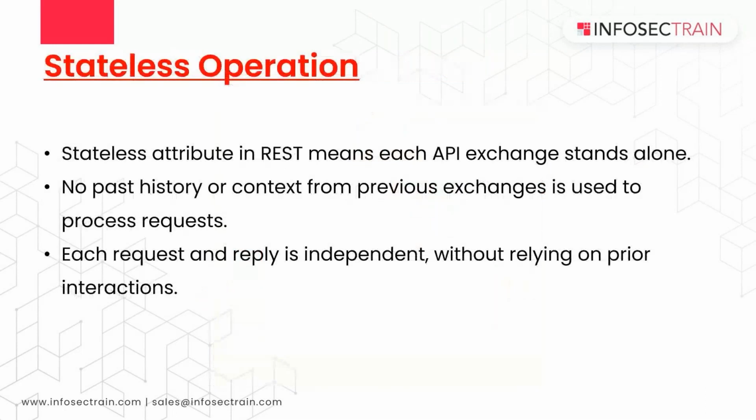Then next one, stateless operation. So the stateless attribute of REST API means that REST does not record and use information about one API exchange for the purpose of how subsequent API exchanges are processed. In easy words, I can say each API request and reply does not use any past history when processing the request.